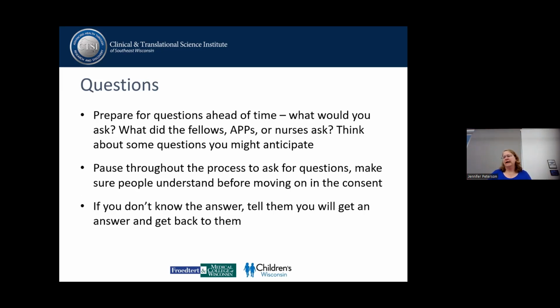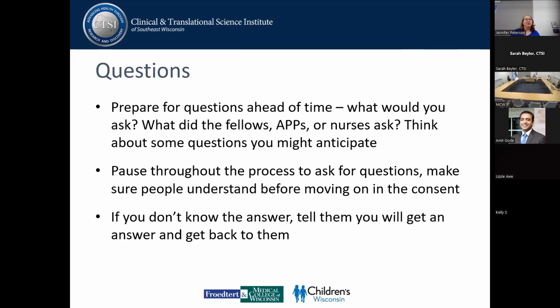Questions. You are always going to have questions from the patients, from their families, from whoever else might be in the room while you're consenting. So if you can prepare for questions ahead of time, that's great. So think about, what would I ask if I was being asked to participate in the study? Or presumably if you've talked to the fellows and the APPs and the nurses about this study, what kinds of questions did they ask? You haven't put them through a full consent process, but I'm guessing some of the questions they would automatically have about this study are questions that a patient might have about that study. So think of some of the questions that you might anticipate, because then you have the answers. If there's something you have to look up ahead of time, you can.